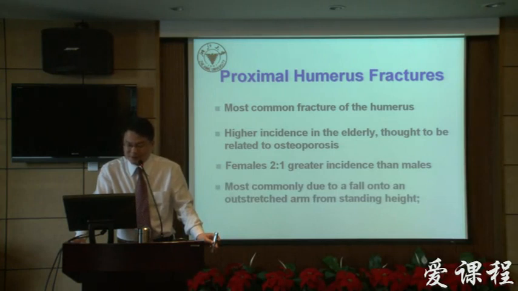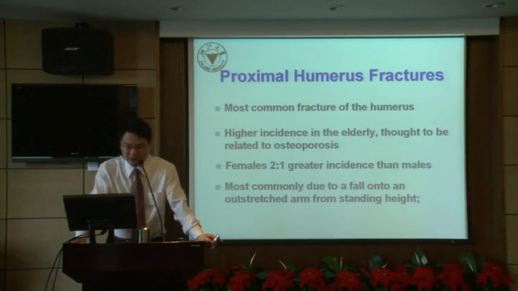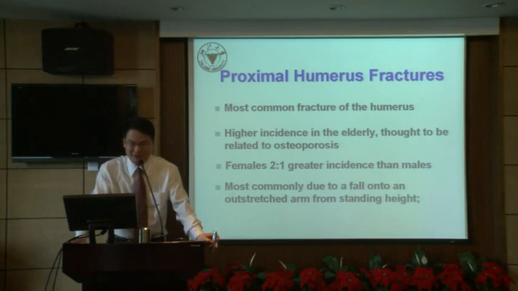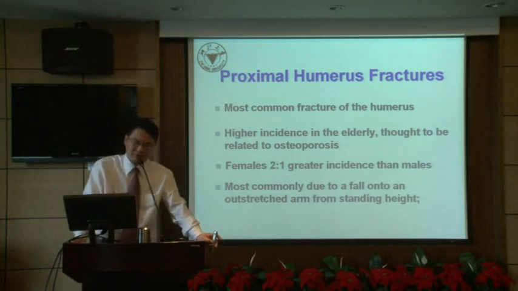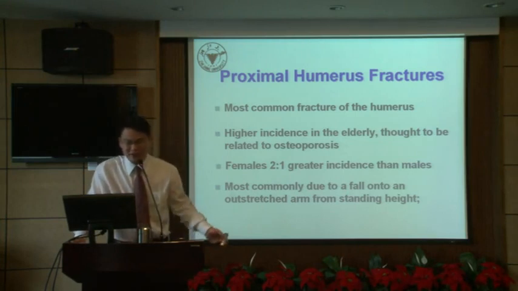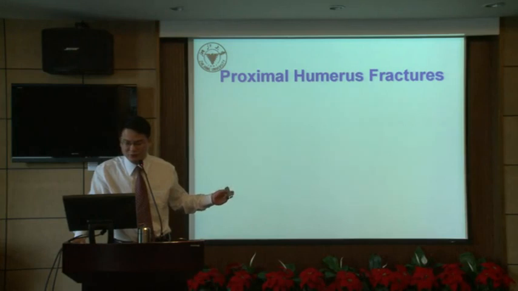And these fractures perhaps most commonly result from a fall onto an outstretched arm from standing height. You do not need a massive or high energy injury. Sometimes simply a fall to the floor will result in a proximal humerus fracture.